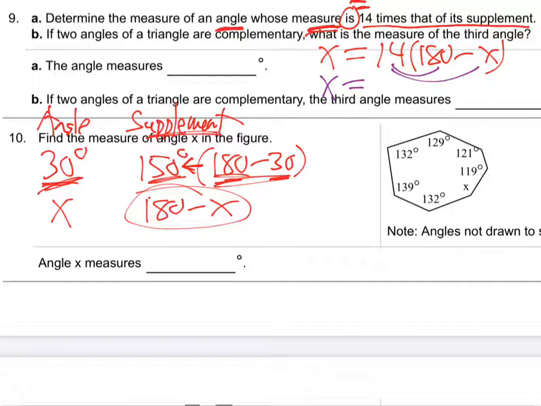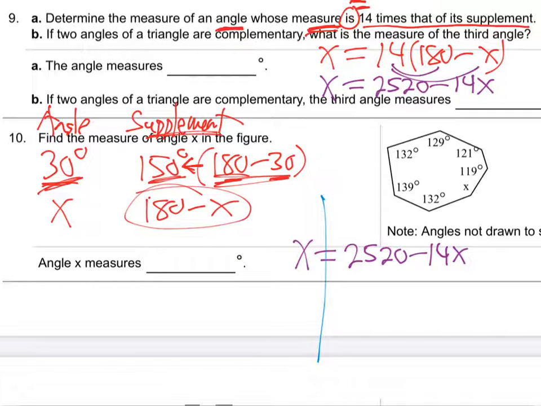And I'll get x equals, and whatever, use your calculator. I'm going to use mine too. 14 times 180, 2520. 2520 minus 14x. Good to there so far. So x equals 2520 minus 14x. How do we finish getting x alone?